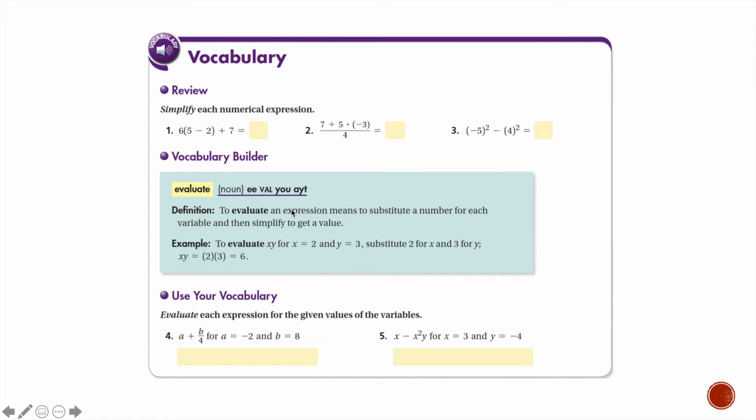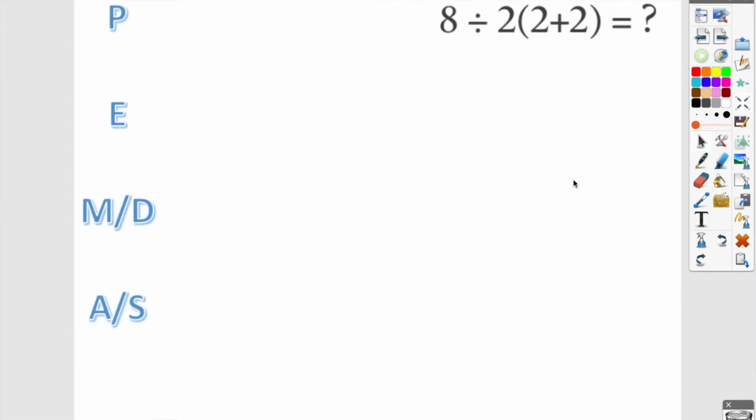So, very first thing, we need to make sure that we can simplify each numerical expression first. In order for us to do that, we need to pay attention to PEMDAS, or please excuse my dear Aunt Sally. Now, to help us out with PEMDAS, we need to understand what each section stands for.